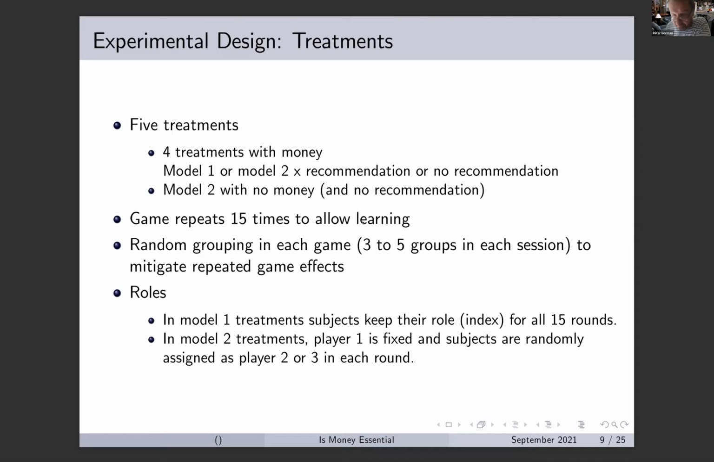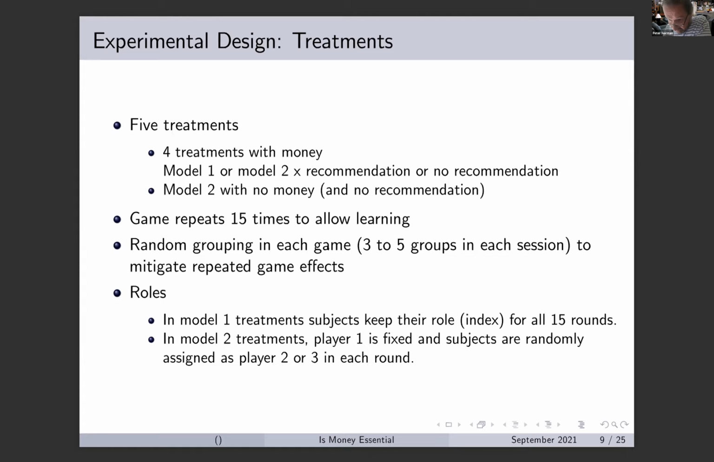Looking at the tables, it seems we have to allow some time for learning. We don't want repeated game effects, and we try to mitigate them as much as we can by having random grouping in each game. To get the incentives right and avoid repeated game effects, we also want to keep the roles of the subjects as stable as possible. In model one, while you're randomly assigned to new groups every time, if you're player one or player two, you keep your role. So if you're player two, you're player two in all 15 rounds.